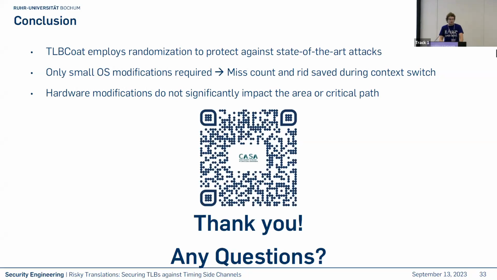Okay, so to sum up, what you should take away from this talk is that TLBs are vulnerable to timing side channels, and that, for example, TLB-Code can protect against them using index randomization. Our method only uses minimal operating system modifications. We only need this additional miss counter and the random ID, which must be saved on the context switch. And as I just explained, the hardware overhead also does not significantly impact the operation of the CPU.